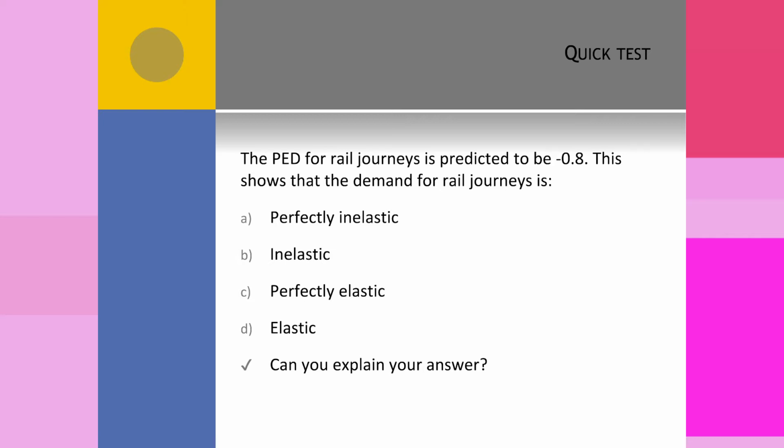Because it's negative 0.8, that means that for every one percent price increase, it's only going to change the quantity demanded by 0.8 percent. So we're going to have a relatively steep line. Therefore, it will be considered inelastic.